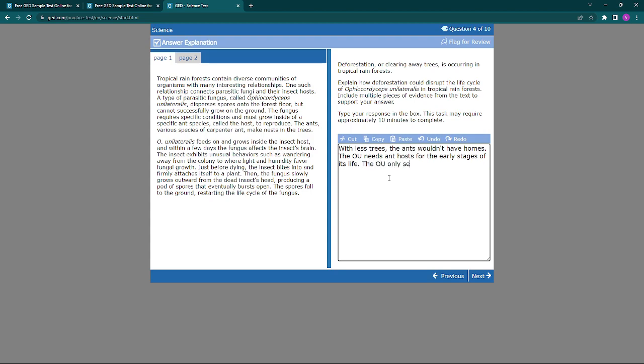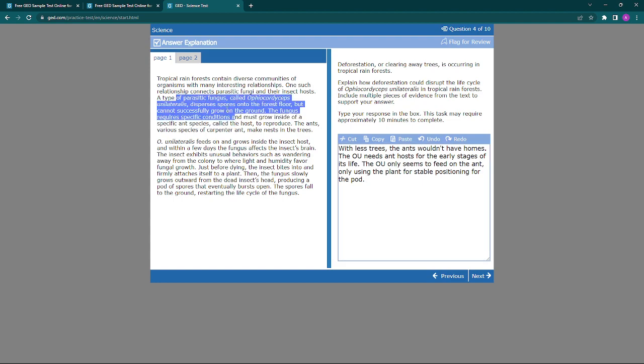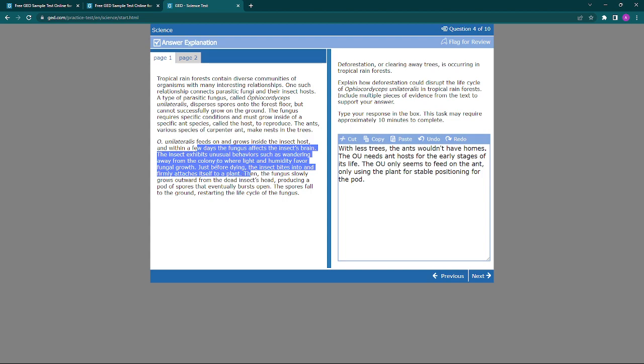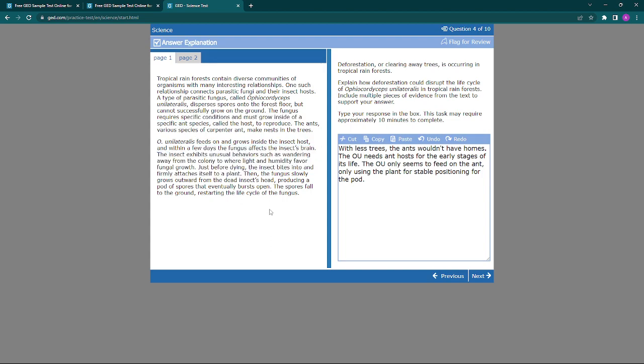The OU only seems to feed on the ant, only using the plant for stable positioning for the pod, or something like that. You can say whatever you want, as long as it addresses these points. So you're going back, inspecting pieces of it, and even then I had time to read it. That's why reading is also so important. Anyways, we'll call that good for now.